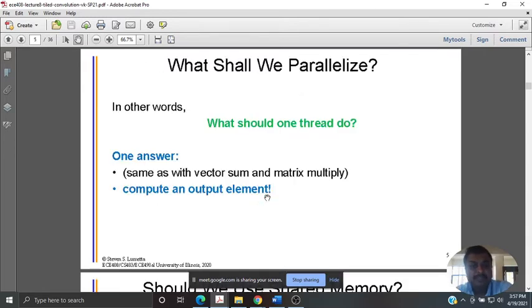So what shall be parallel? What should be one thread to? Same as vector sum or matrix multiplication. So you multiply the corresponding elements and reduce into a single element. Most often you are choosing summation for that. Okay.